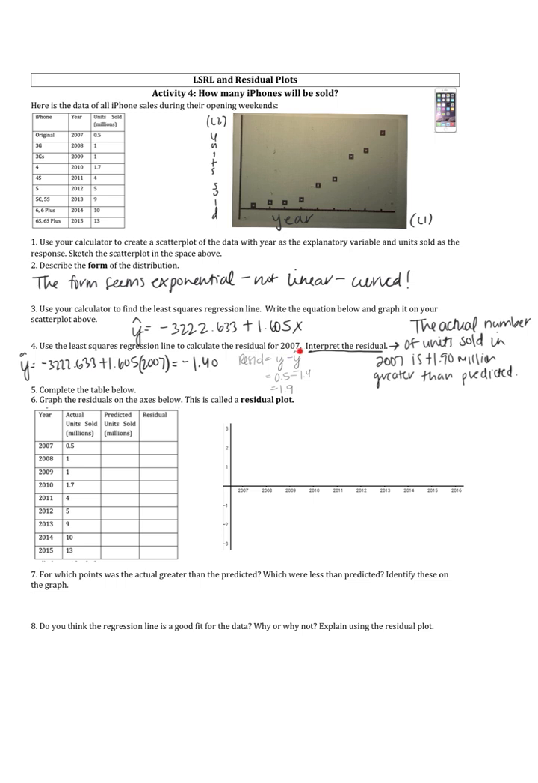The actual y value for 2007 was 0.5 million. So I plugged that in for what we actually saw occur versus what we expected to occur, which is a negative 1.40. 0.5 minus a negative 1.4 is 1.9. So the actual number of units sold in 2007 is positive 1.90 million, greater than predicted.